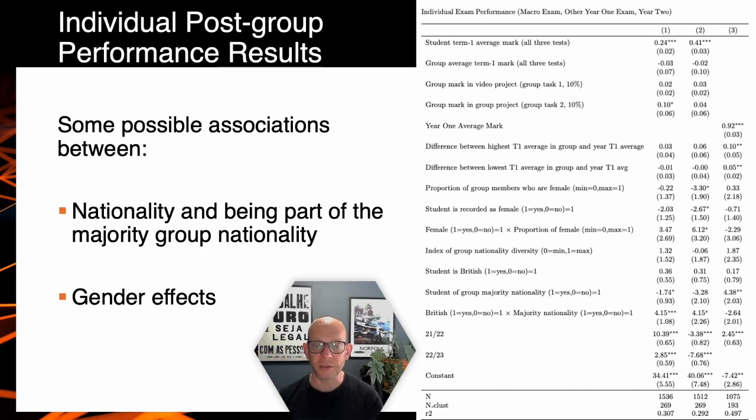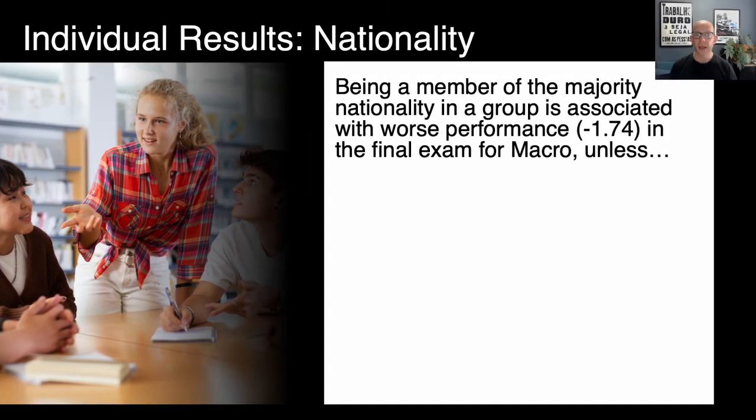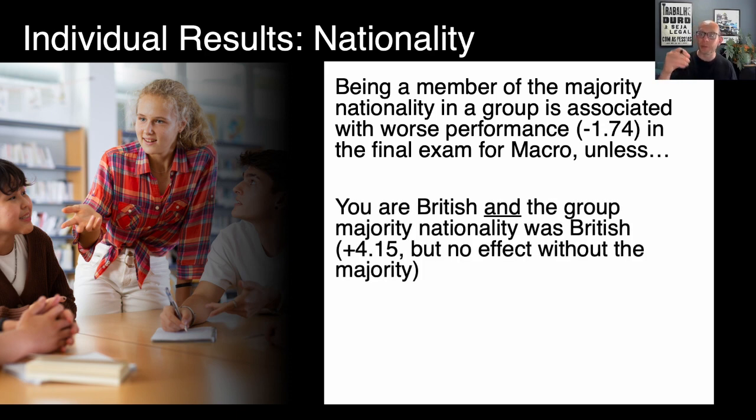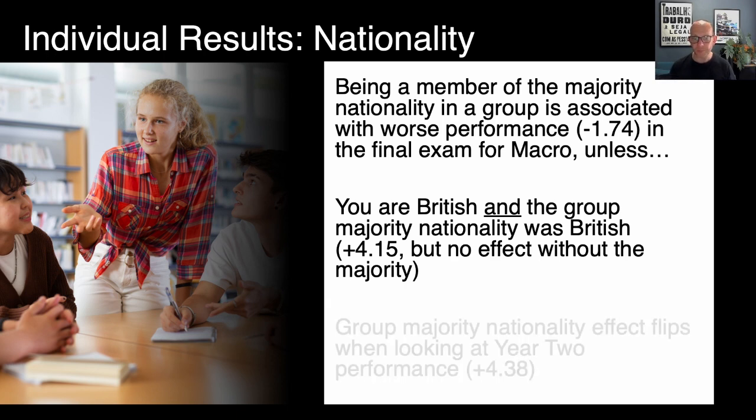So I'm not going to pay any attention to that table over there because it's a very messy set of results, but we do see some possible associations between nationality and being part of the majority group nationality, and some effects with gender. The results we find on nationality are similar to those in the previous regression, in that being a member of a majority national group within the group actually results in worse academic performance in individual exams, except if you are British and part of a majority British group within your study group. So where actually it's associated with positive performance.